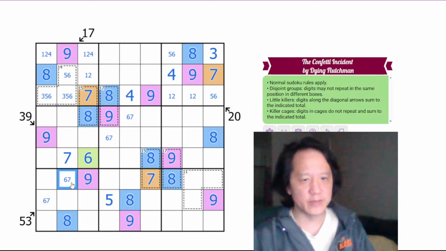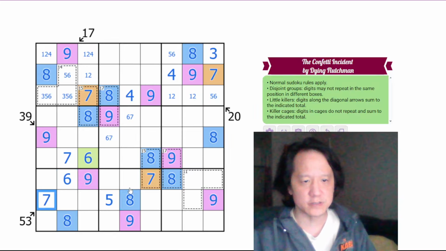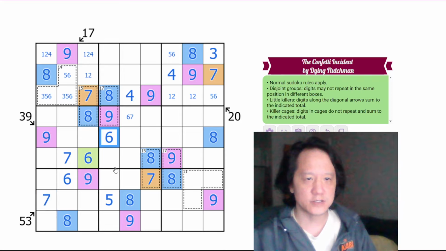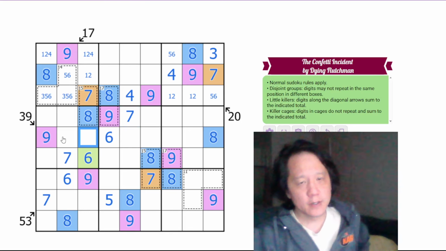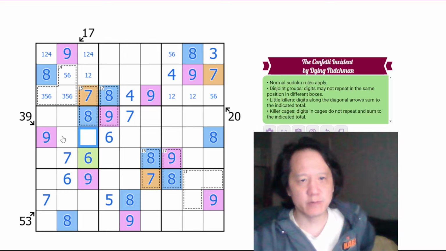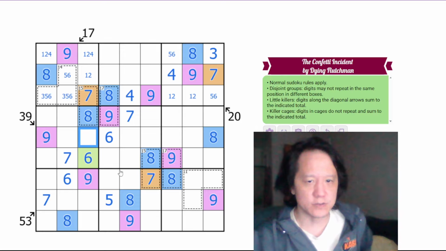This 7 eliminates 7 here, so this is 6, which makes this 7. That eliminates 7 in the left central boxes, so this is 6, which makes this 7. Okay. And now it's probably just mainly Sudoku. Oh, this adds up to 11.